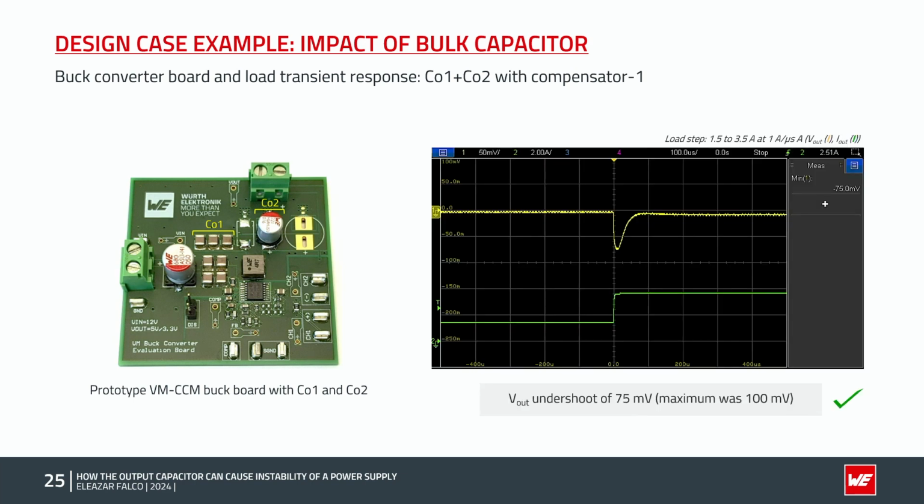And here we have the load transient results. The original requirement is comfortably met, even with some headroom, showing an undershoot of 75 millivolt, which is lower than the 100 millivolt limit that we had. This is because we used a bit higher capacitance for CO2 than the value calculated, so we used 220 microfarad instead of just 160 microfarad.